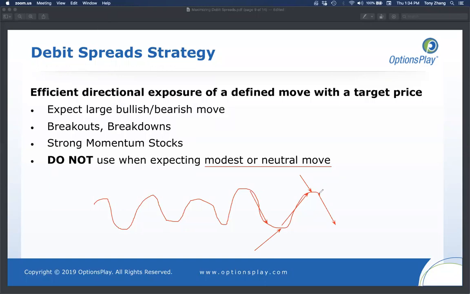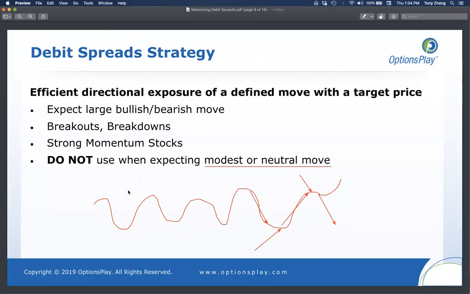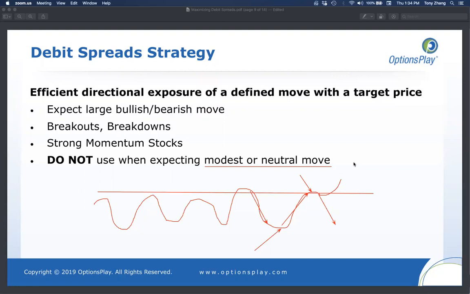Debit spreads are for when a stock finally breaks above that resistance level. So you've had this stock that's trading at this resistance level for quite some time, and it finally breaks above it. So you're expecting the stock to make a big move to the upside. That is when you want to consider using that debit spread.